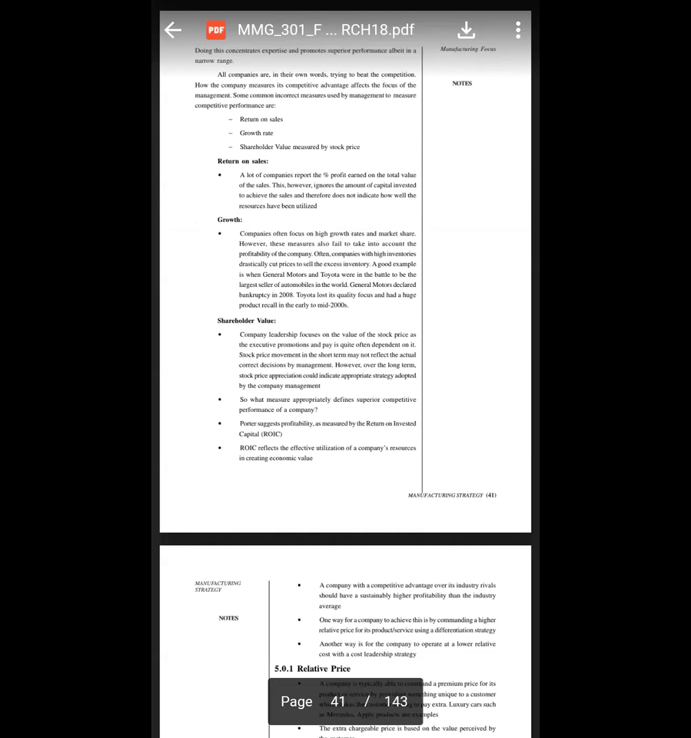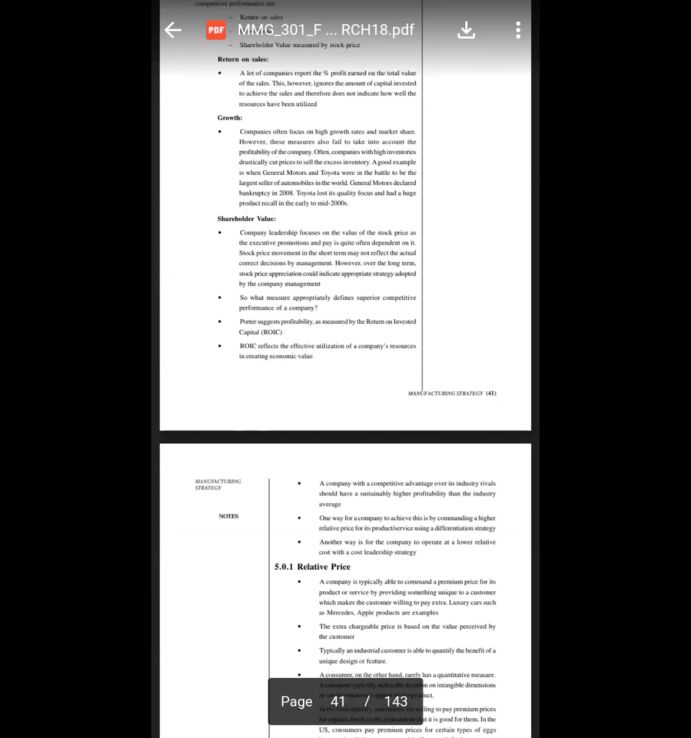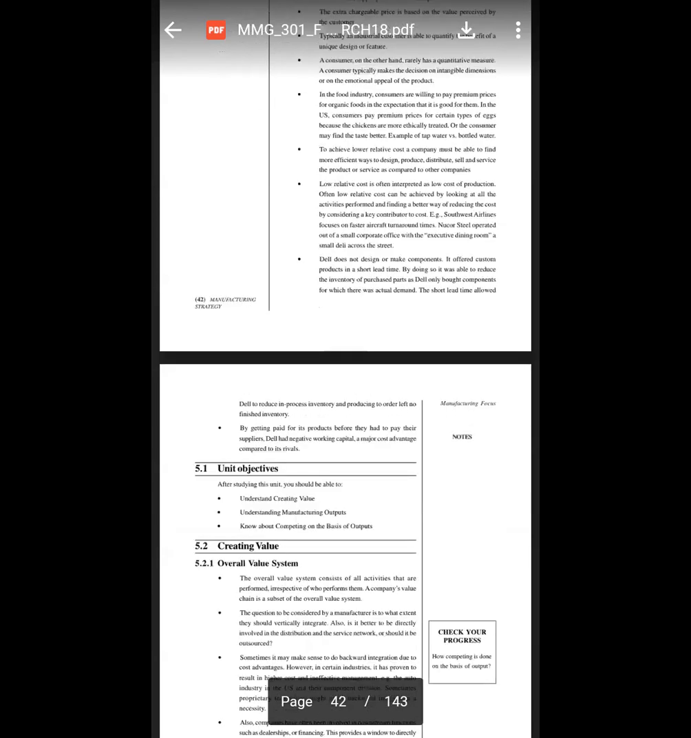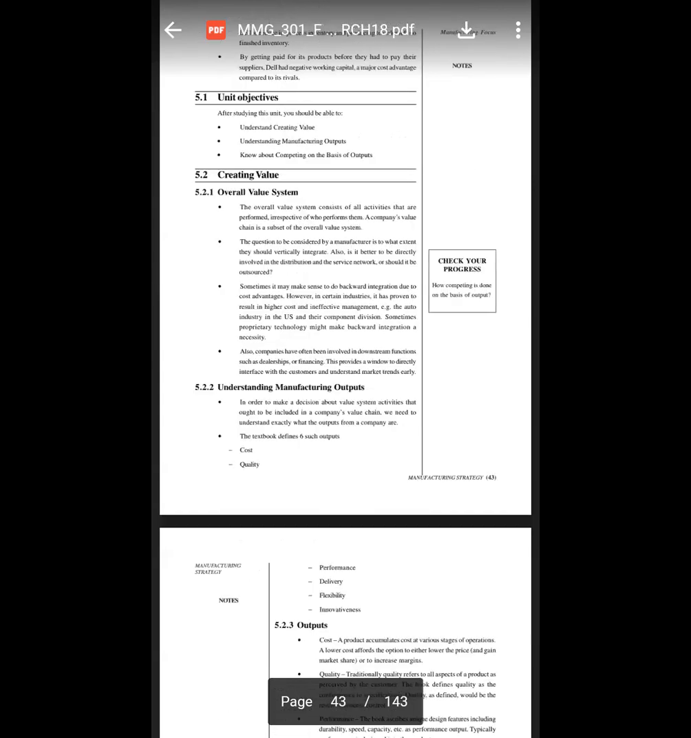Growth, return of scale. A lot of companies report the percentage profit earned on the total value of the sales. However, it ignores the amount of capital invested to achieve the sales, and therefore does not indicate how well the resources have been utilized. Okay, now there are a few areas where we need to understand the marketing outputs.